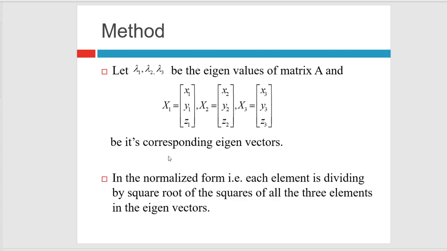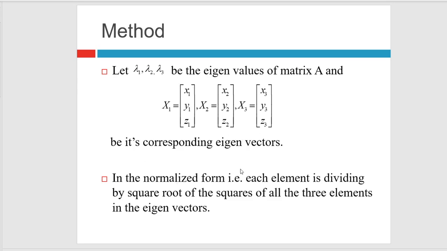Then we easily find out the eigenvalues and eigenvectors of the matrix. If you cannot find eigenvalues and eigenvectors directly, then watch my video on eigenvalues and eigenvectors part 1 and part 2. Then we easily write down these values lambda 1, lambda 2, lambda 3 and the eigenvectors.